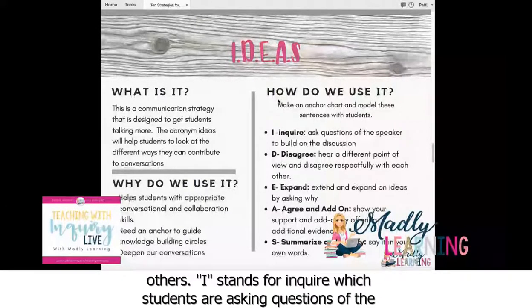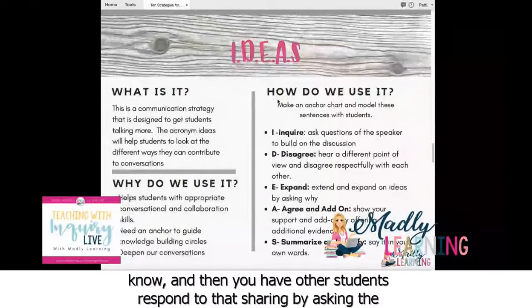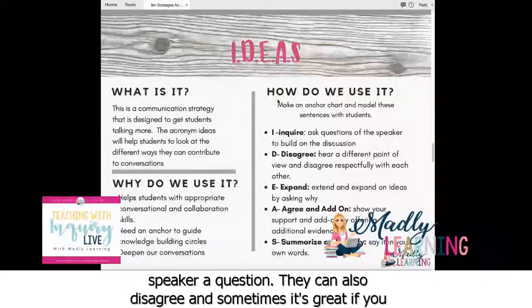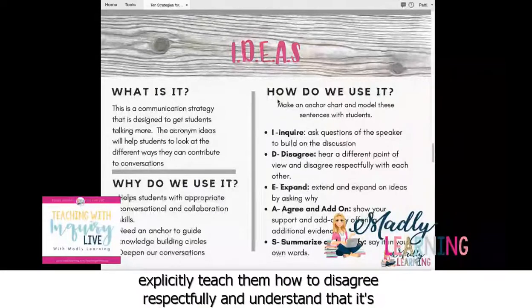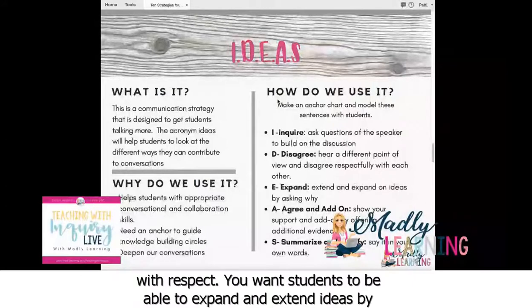So I stands for inquire, which is students asking questions of the speaker to build on the discussion. So you have a student present what they know, and then you have other students respond to that sharing by asking the speaker a question. They can also disagree, and sometimes it's great if you explicitly teach them how to disagree respectfully and understand that it's okay if somebody disagrees with you, but the idea is that they should be doing that with respect.